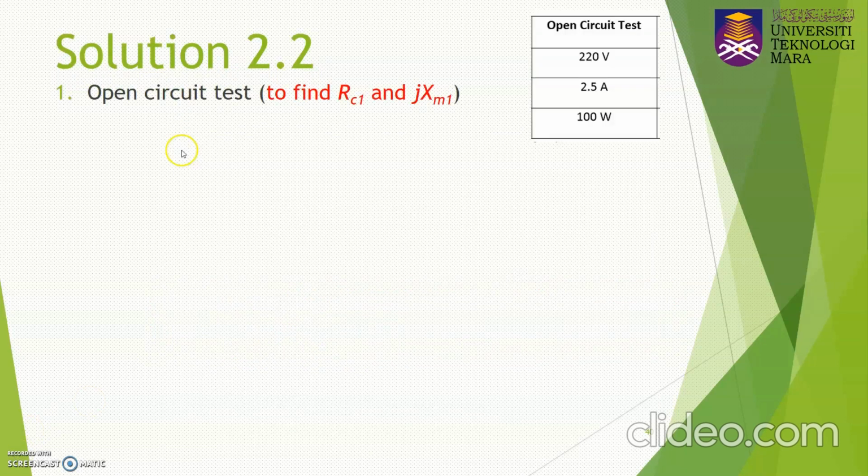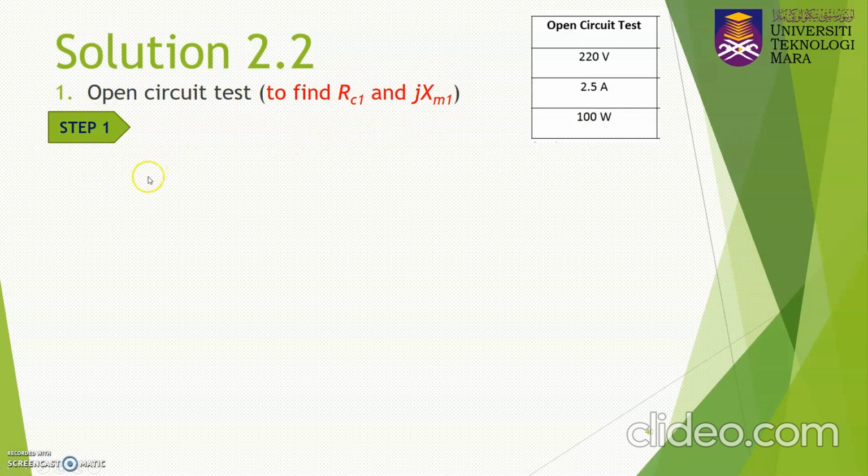Okay, so first of all, based on the open circuit test, we need to find the value of RC1 and also XM1. So basically this is the open circuit test data that we get from the question, where the voltmeter reading is 220 volt, ammeter reading is 2.5 ampere, and wattmeter reading is 100 watt. Okay, so first, step number 1, you need to determine whether the value of RC1 and XM1 is referred to the primary side or secondary side.